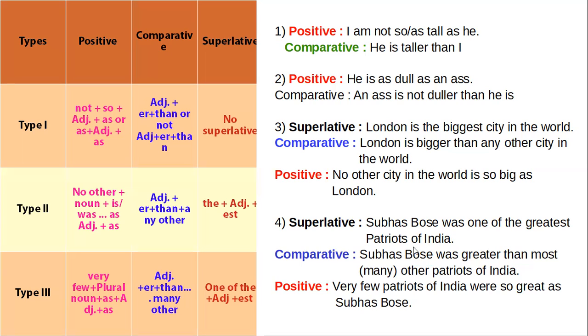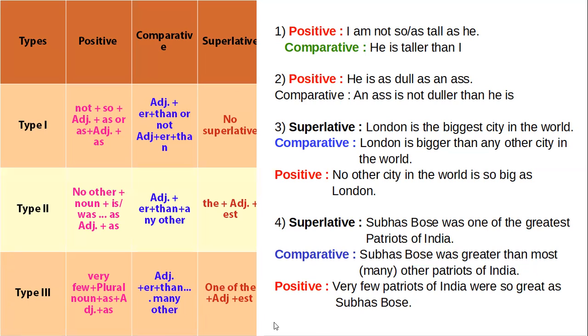So now you have to change it to comparative. What is the formula in comparative? Adjective plus er plus than plus many other. So Subhash Bose was greater than most, or we can write, many other patriots of India.